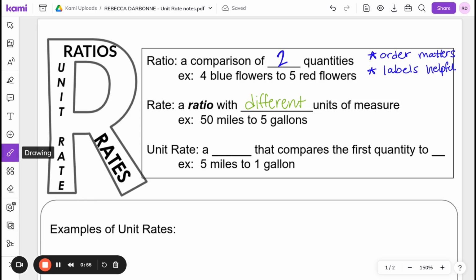And then a unit rate is a rate, so different units of measure, that compares the first quantity to 1. So 5 miles to 1 gallon. So unit rates are all about this quantity of 1. So we're trying to get them all per 1.